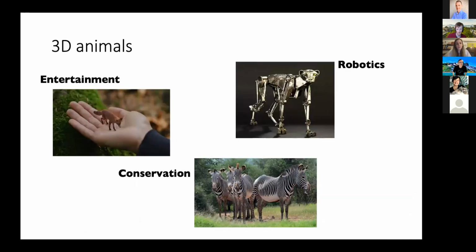Okay, so why 3D animals? Modeling and capturing animals in 3D has many applications, of course in entertainment. If we create virtual animals, we can populate VR and AR worlds. In robotics, we can use 3D for capturing and simulating the fast motion of animals like the cheetah. And in conservation, we can use 3D models for tracking endangered animals, and also for analyzing their behavior in their natural habitat. And then there are many more applications in smart farming, in neuroscience, and so on.